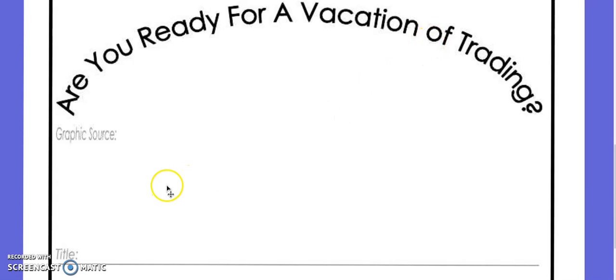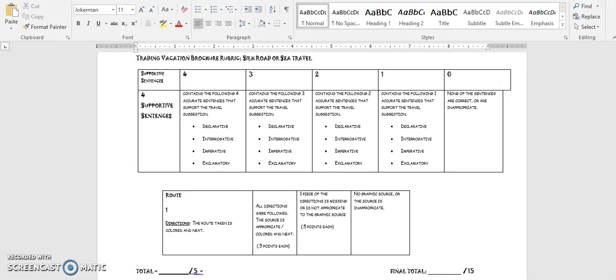And then flip it to the back and get ready for the back end of this project or the final 5 points. You're going to need to come up with 4 supportive sentences as to why you either took a sea route or a foot route, and why you took the path that you did.